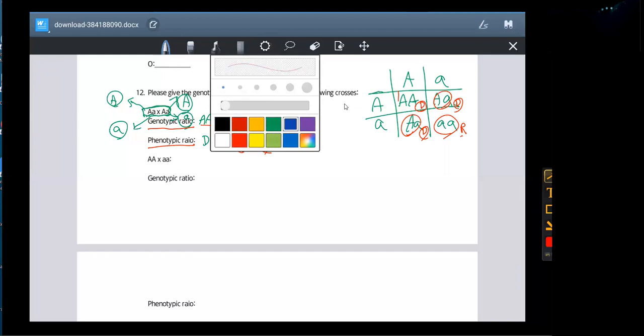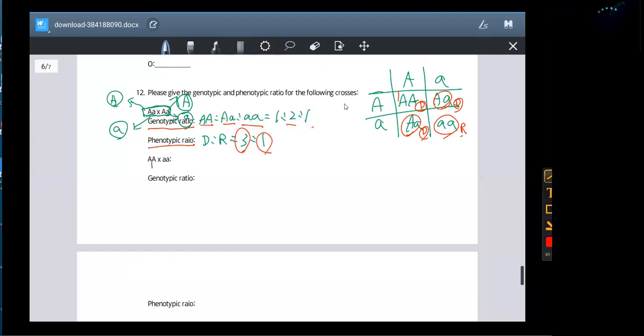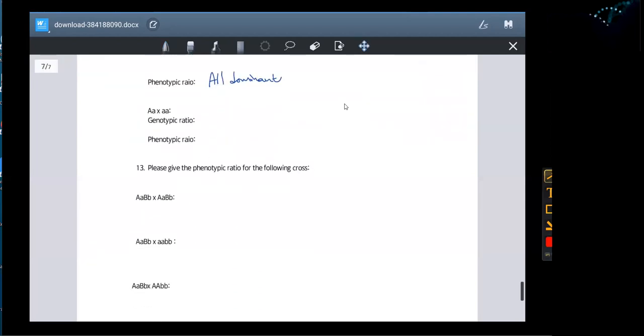Again, how do we do this? What are the gametes? Oh, just one possibility. What about this? Oh, just one. So can you cross them? Yes. All I get is heterozygous. So it's all heterozygous, and the phenotypic ratio is all dominant, because as long as you have a dominant allele, your phenotype is going to be dominant.